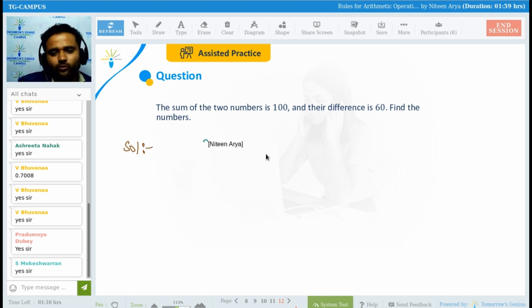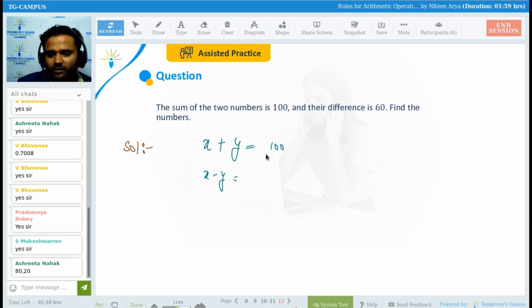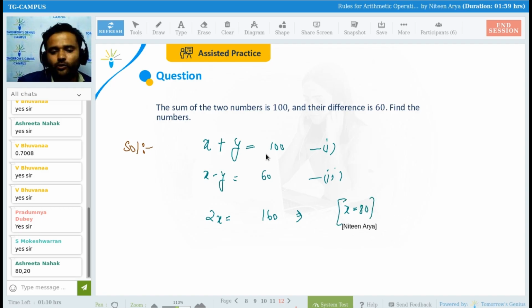From very basic roots, let two numbers be x and y. X plus y is 100. X minus y is, yes beta, 80 minus 20 is 60. Equation 1, equation 2, add both the equations. 2x equals 160, so x equals 80. Put it in any particular equation, so automatically y equals 20.